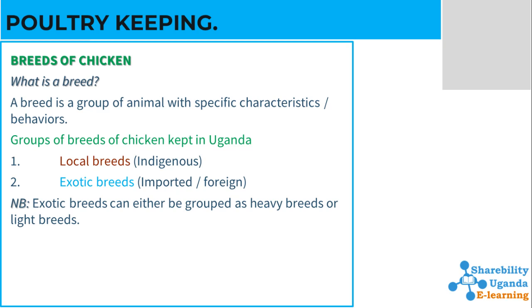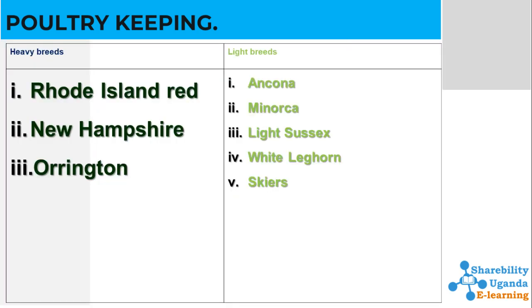Groups of breeds of chicken kept in Uganda. We keep local breeds and exotic breeds. Local breeds are the indigenous breeds, and the exotic breeds are imported breeds or breeds that are genetically engineered. Exotic breeds can either be grouped as heavy breeds or light breeds.